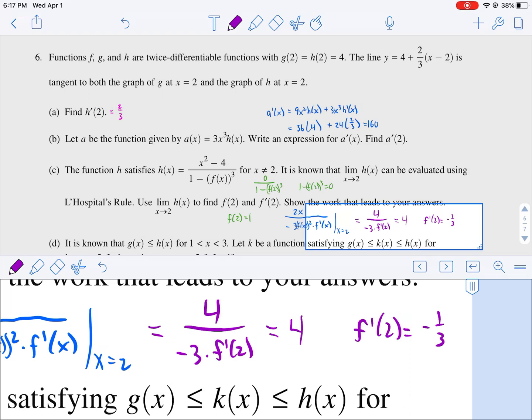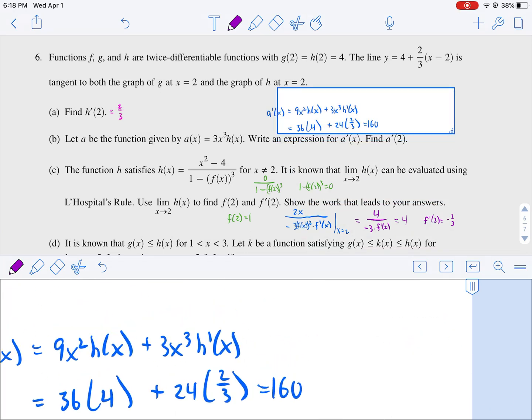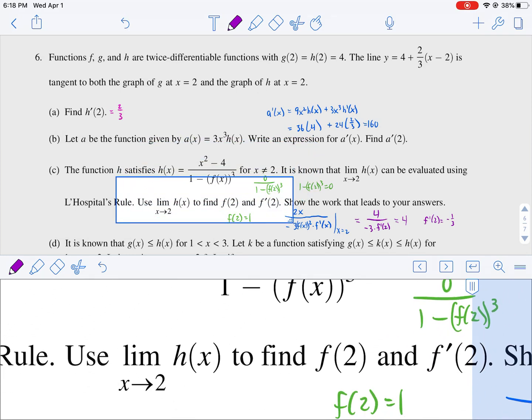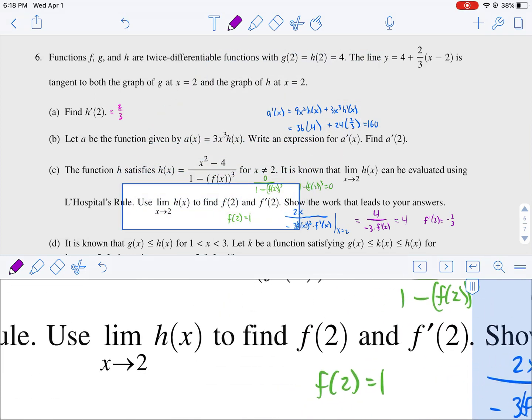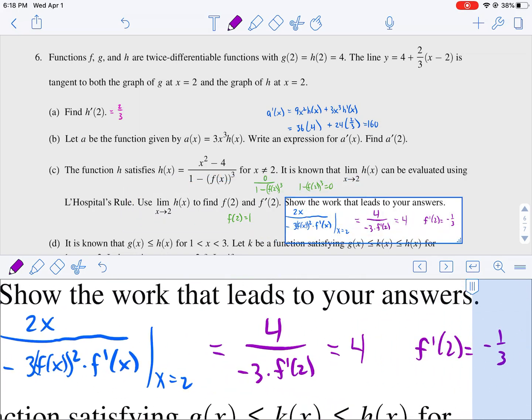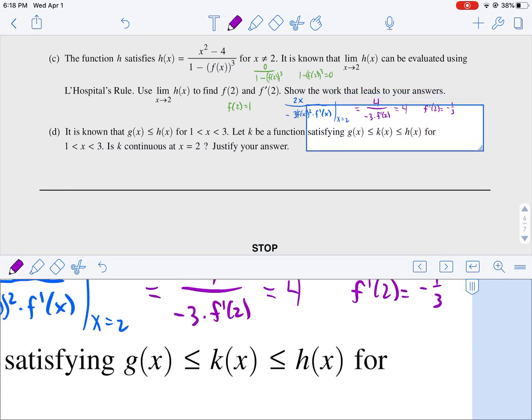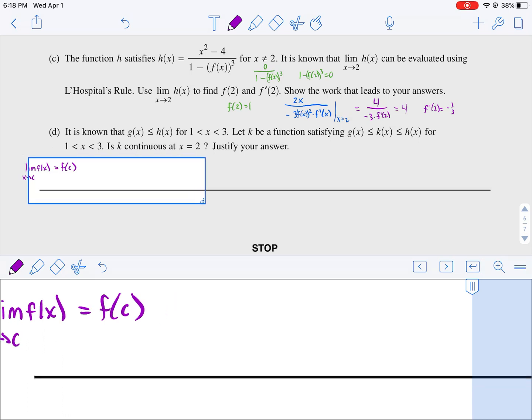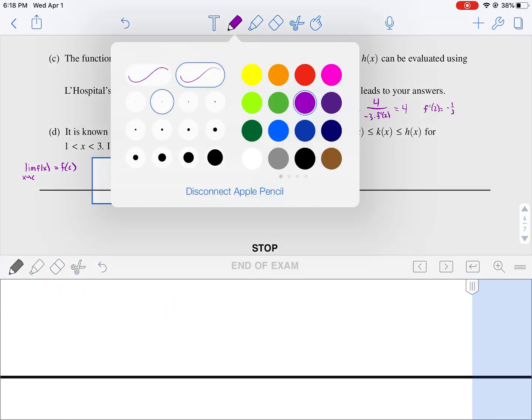So again, that's because we know L'Hopital's rule works. We know that h of 2 is equal to 4. So that means the limit, and since it's continuous, the limit as x goes to 2 of h must also equal its y value. Remember, what I'm using there is this definition of continuity, of being continuous at a point. To be continuous at a point means the limit must exist. Limit as x goes to c of f of x must equal f of c. Okay? So I knew that f of c was 4 up here, so I knew the limit must equal 4 because I know it was a continuous function. We're going to use that same definition here on part D.